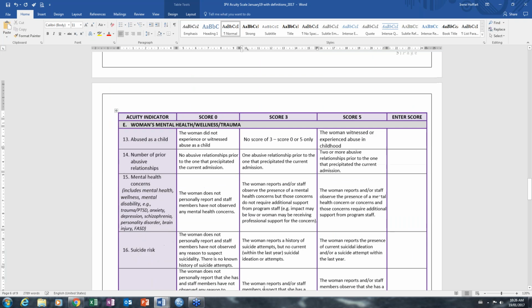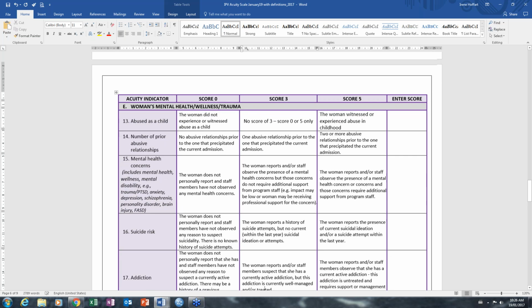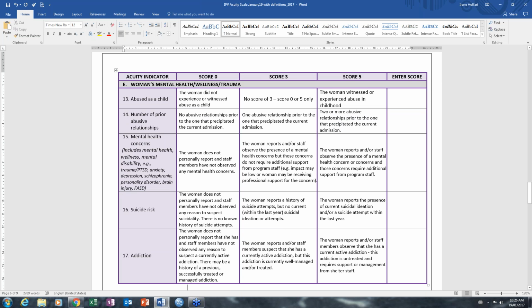All right, so this next one is women's mental health, wellness, and trauma. So I think what we'll do is I won't do 2 at this case. I'm just going to do this 1 page, and then we'll open it up for questions. So if you want to start shooting your questions, that'd be great.